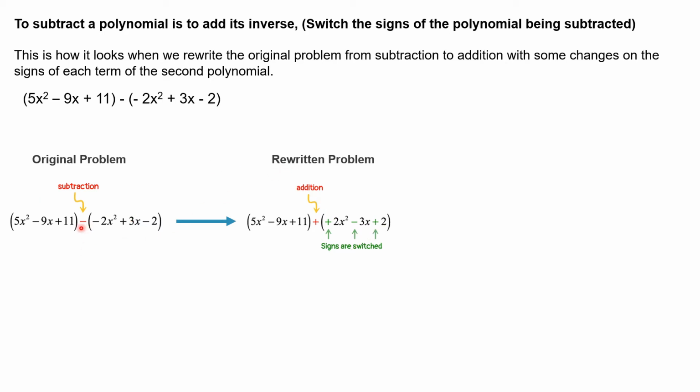Because when we multiply negative to another negative, you will get a positive answer. Negative times positive, you will get a negative answer. And negative times negative, you will have a positive answer. So you have to rewrite the problem first before you proceed in adding them. That's how we subtract polynomial.